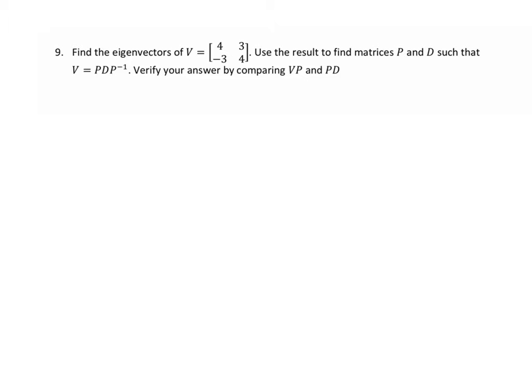Let's see if we remember how to do that. So the first thing that you need to do is find the eigenvalues. The eigenvalues are going to give us the diagonal matrix D. And this is a problem that we did back earlier in the packet. For me, it's number 4. Hopefully it's also number 4 for you. But we did this earlier. We found that the eigenvalues were going to be 4 plus or minus 3i.